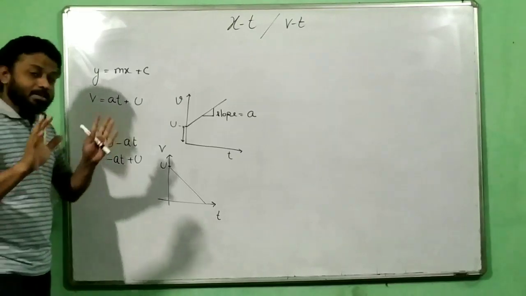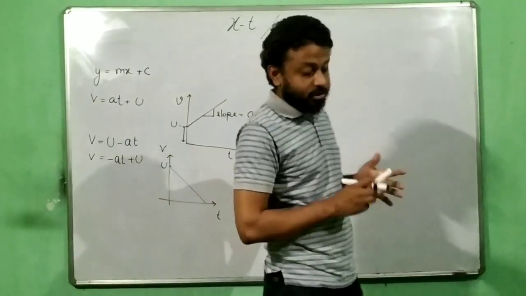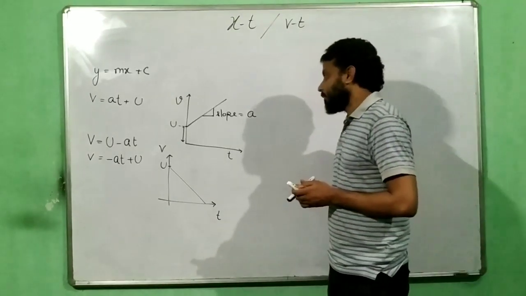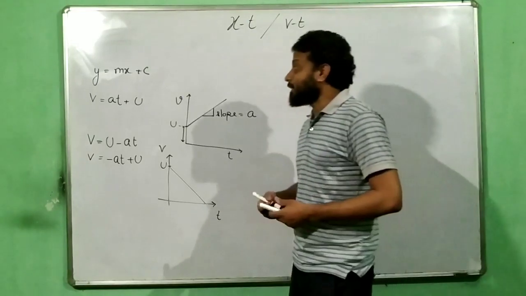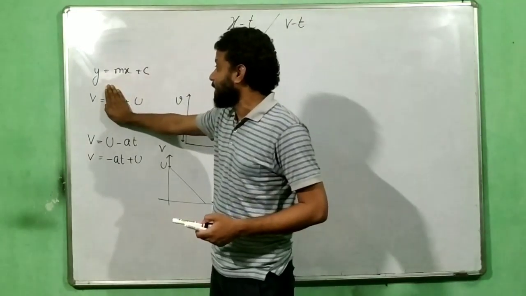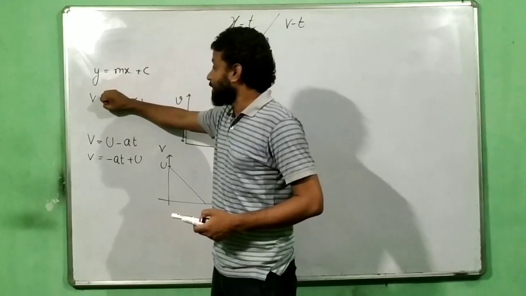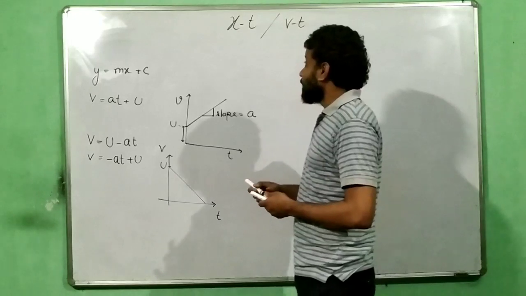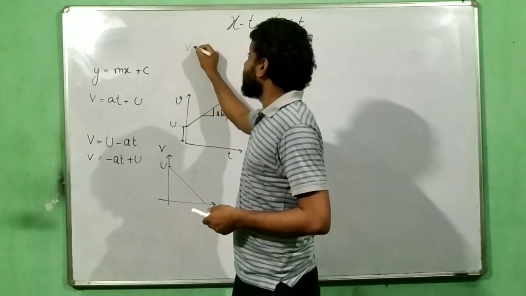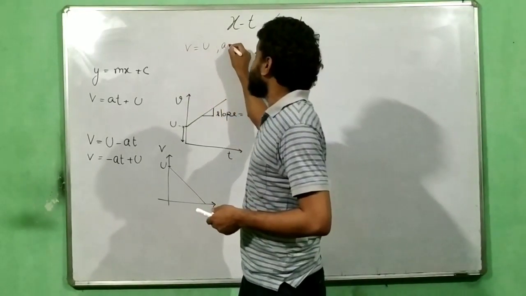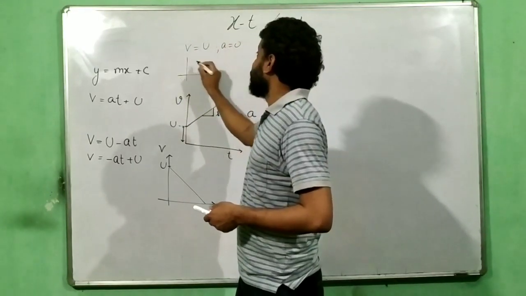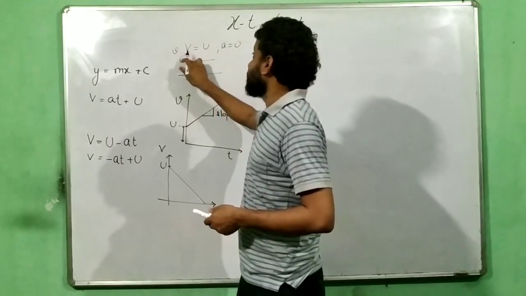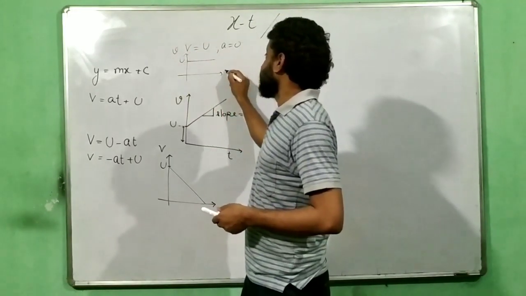Whenever a body has a constant acceleration, its velocity-time graph must be a straight line. If your acceleration is zero, just imagine, then v will be equal to u. That means it will not change. So in that case, v is equal to u, that is a equals 0, and we all know the graph will look like a straight line parallel to the time axis. That means there is no change in velocity. Correct?